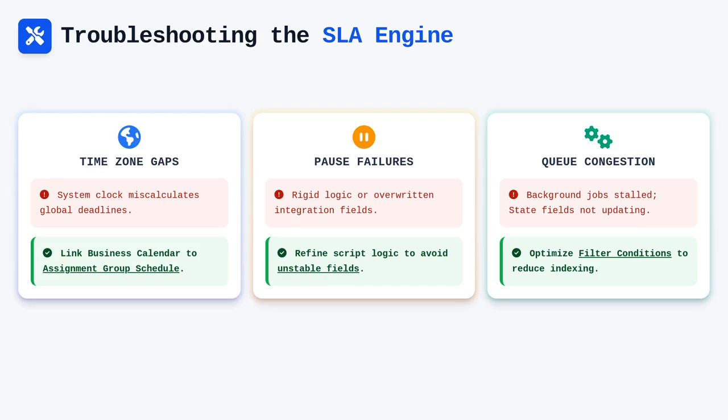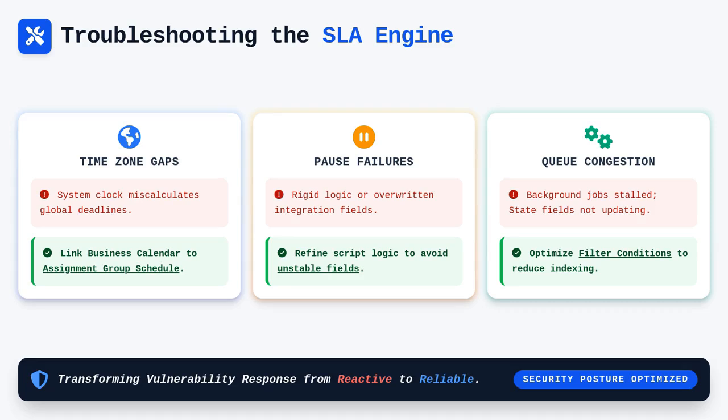Optimizing these jobs often involves refining the filter conditions so the engine only evaluates items that truly require a state change, rather than re-indexing every open task on every update. By maintaining clean, logical, and performant SLA definitions, you transform the vulnerability response module from a reactive tool into a reliable measure of your security posture.